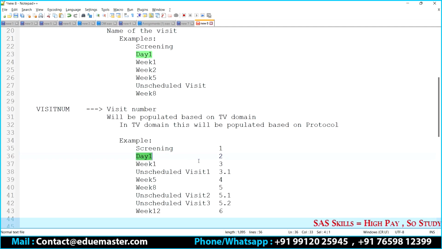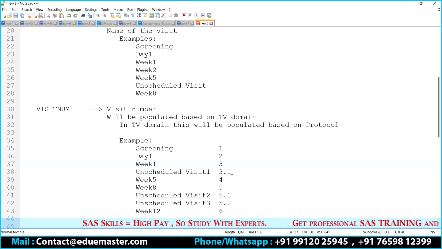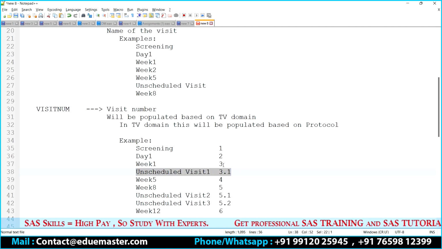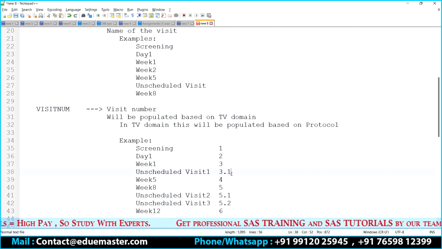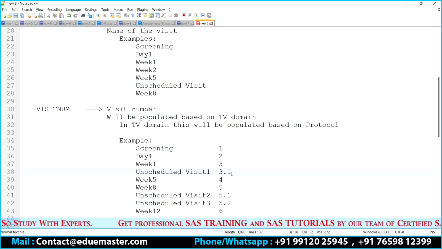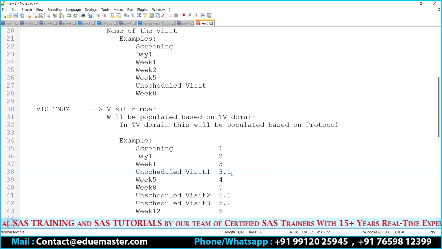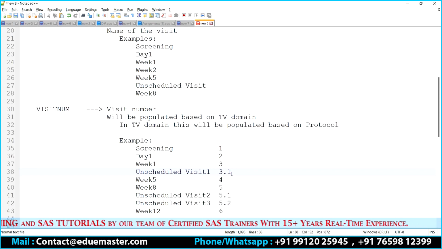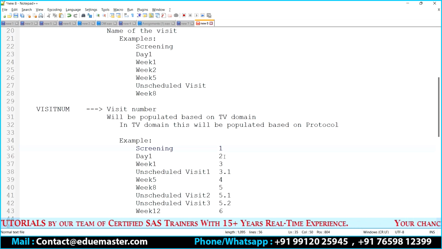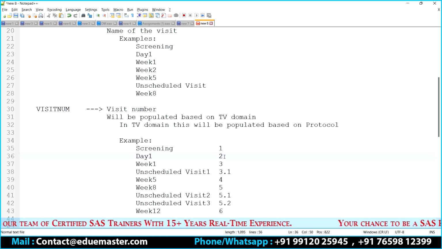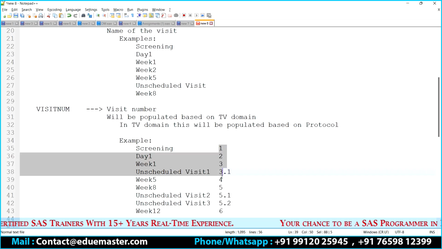On the treatment day is going to be your 2. Week 1, which is going to be a 3. Any unscheduled is going to be followed by .1, .2, .3 like this, and it continues. Are you able to understand how it is going to be? Let's say if there is another sponsor, the sponsor will go in with different numbers. He may start with 4, 5, 6 like this, but there is always going to be an order.